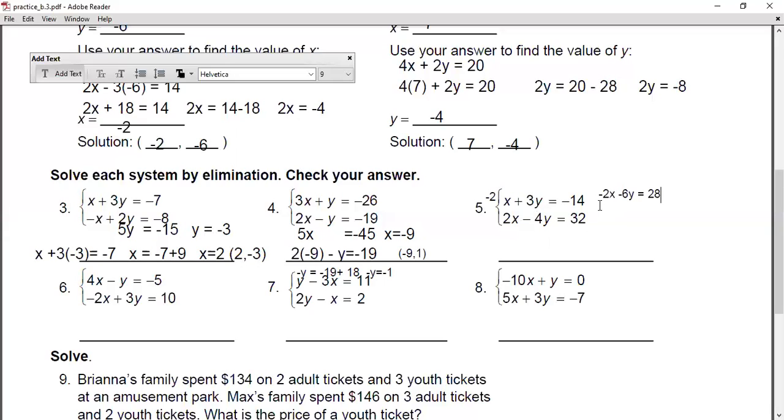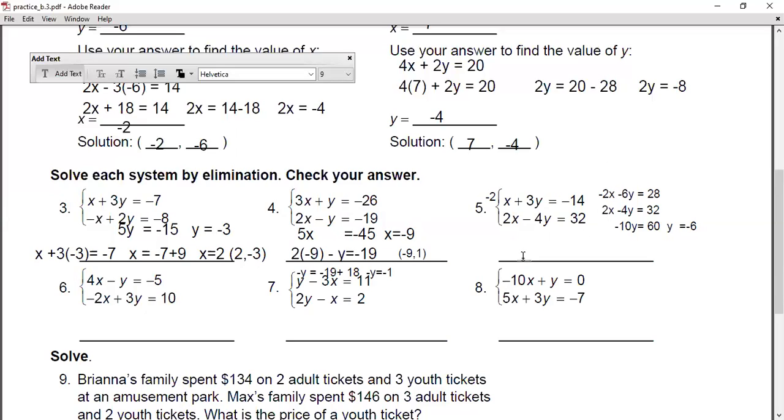Okay, so the next equation is 2x minus 4y equals 32. Now to solve, you will cancel the negative 2x and 2x, so you'll be left with negative 6, negative 4 will give you negative 10y. Okay, negative 10y equals 28 plus 32, which will give you 60. So which means y is equal to how much? Negative 6. Have you got this answer, negative 6?